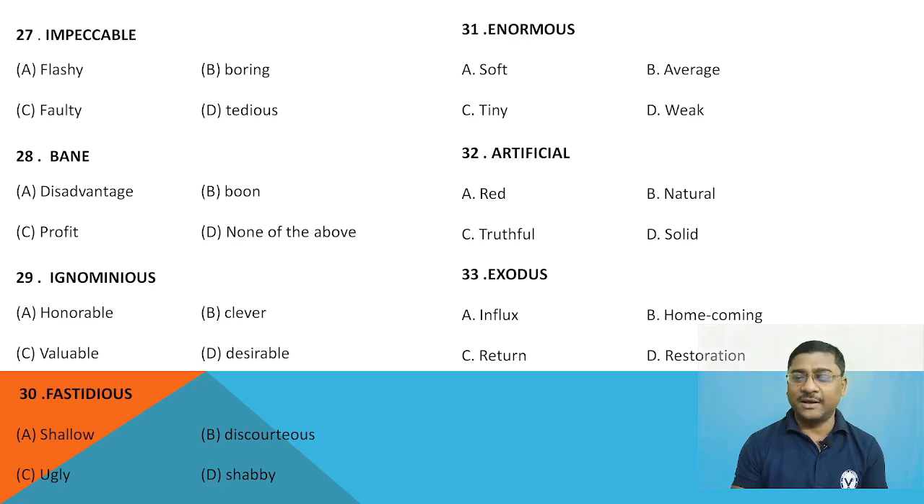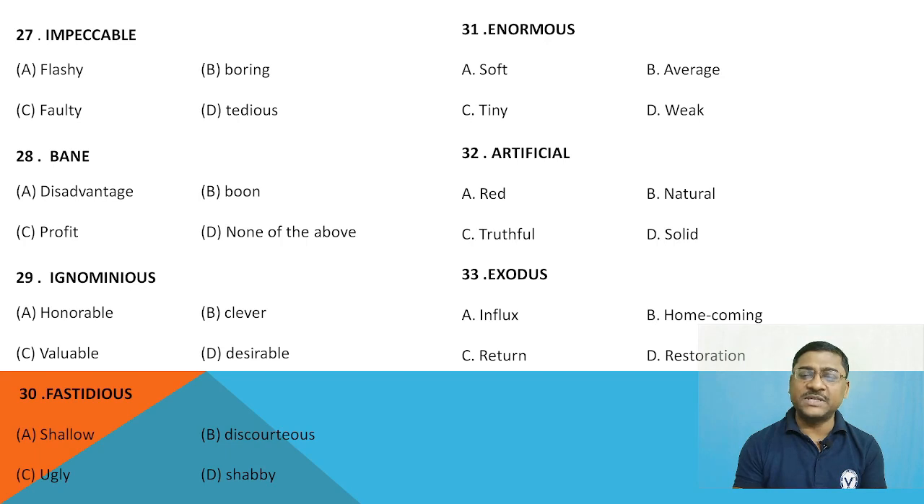Then artificial, red, natural, truthful, solid. See again, that's very simple. All the options A, B, C, D are very simple ones. Artificial, obviously you know, it is not exactly truthful, but antonym wise we can take it as truthful. Uh, Artificial, no, we can say natural. I'm so sorry. Artificial is natural. Truthful is one who speaks truth, solid and red. So nothing matches. Neither they are synonyms nor antonyms. So natural, artificial is natural.